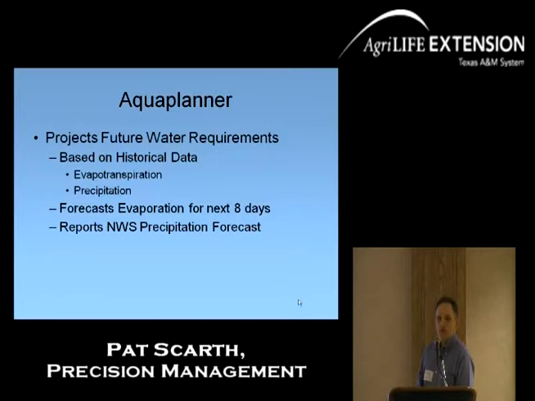The Aqua Planner projects the future water requirements. We have a historical database of what the evapotranspiration has been, and we can use that and project it in the future. We also make an ET forecast for the next 8 days based on temperature forecast for the next 8 days. We also report on our website what the precipitation forecasts are. We haven't yet incorporated that precipitation forecast in our model, but we're thinking about that.